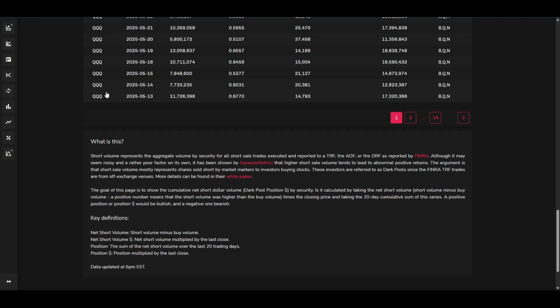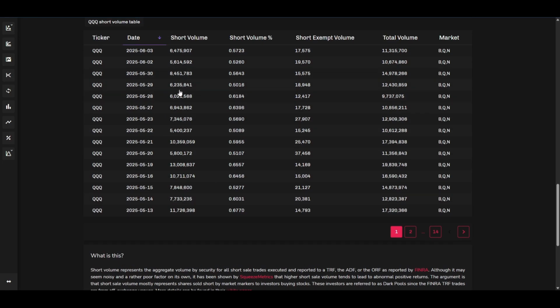So, sorry guys, but let's go into this. Starting off, as you can see here, it's updating each and every day, which means you get new data each and every day, right? For dark pool orders, etc.